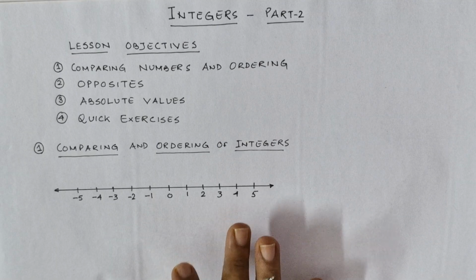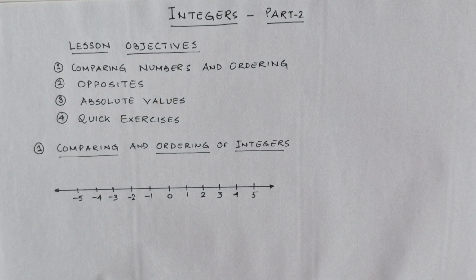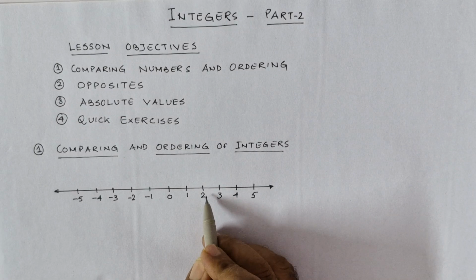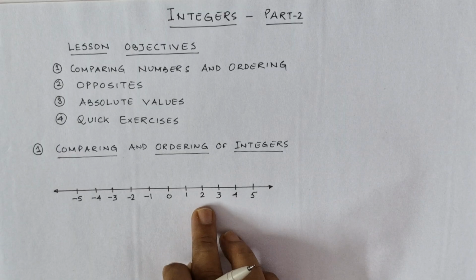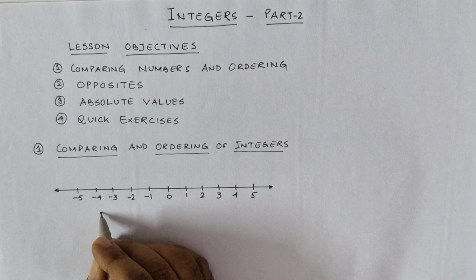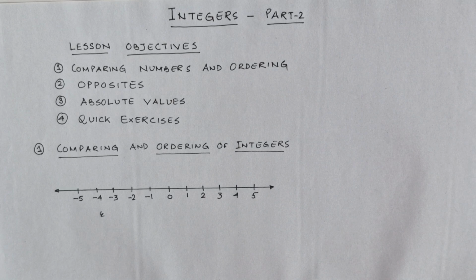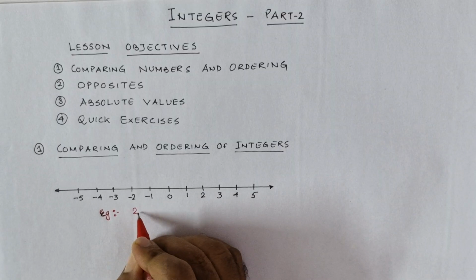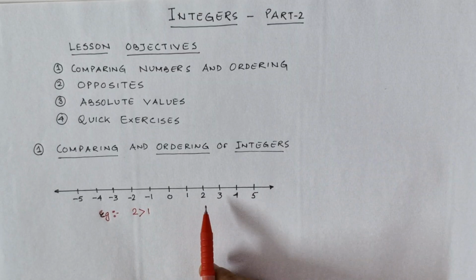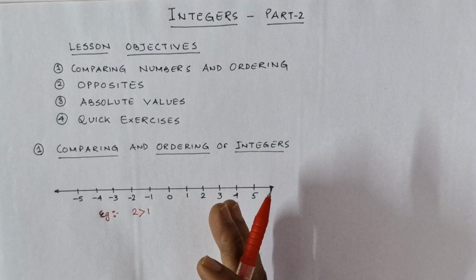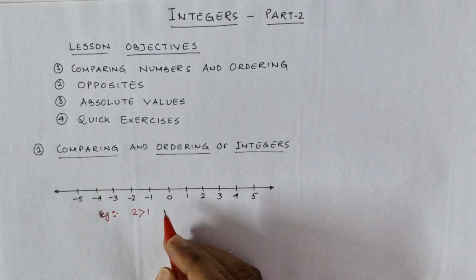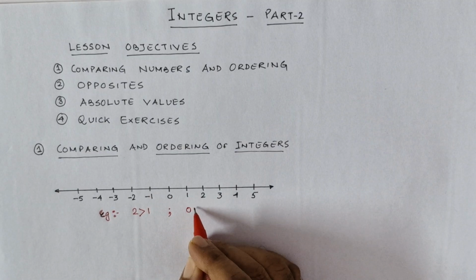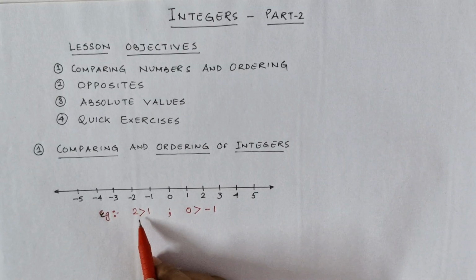Now, if this has been represented, we can say that integers on the right are greater than integers on the left. So you take any integers, let's say this one, 2. See, it is on the right of 1. So as per our theory, we can say 2 is greater than 1. So please remember, integers on the right are always greater than integers on the left. We'll take another example. 0 is greater than minus 1. So this is the sign of greater than, right?